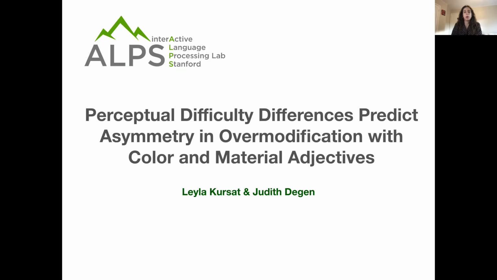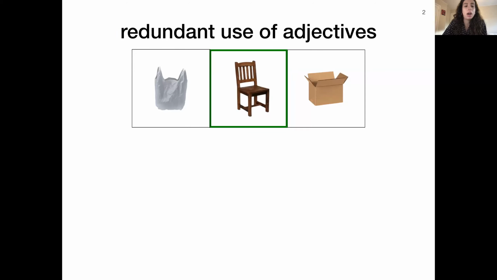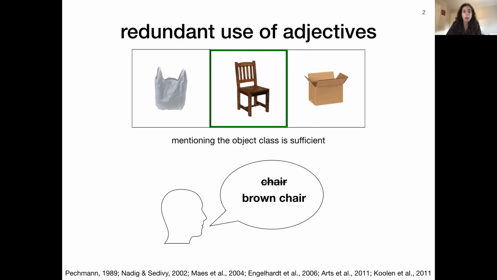So this talk is about the role of perceptual difficulty in predicting the asymmetry in use of over-informative referring expressions. So imagine having to describe the object that's marked by the green border to a person who sees the same objects in a different order. What would you say? It turns out that a lot of people say the brown chair, even though saying chair is sufficient for unique reference. People often include redundant adjectives in their utterances. And this redundant use of adjectives is also commonly referred to as over-informativeness or over-modification.